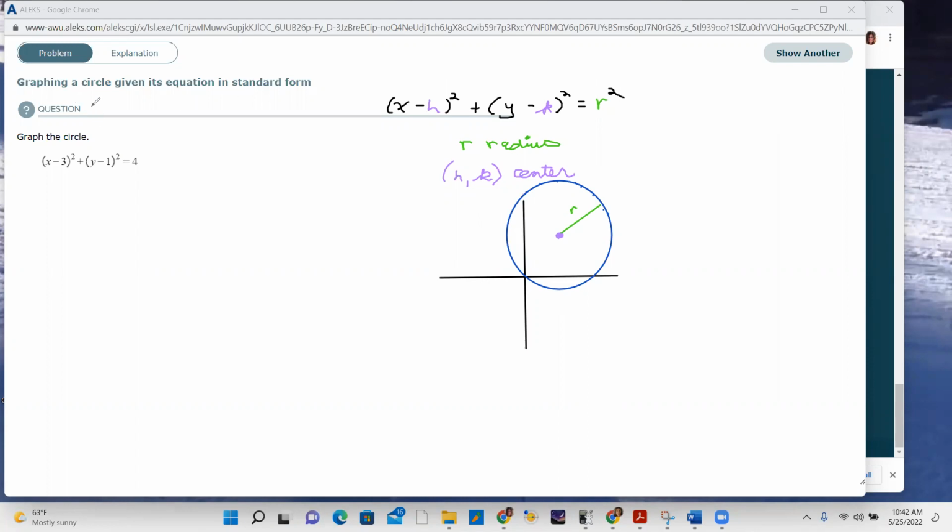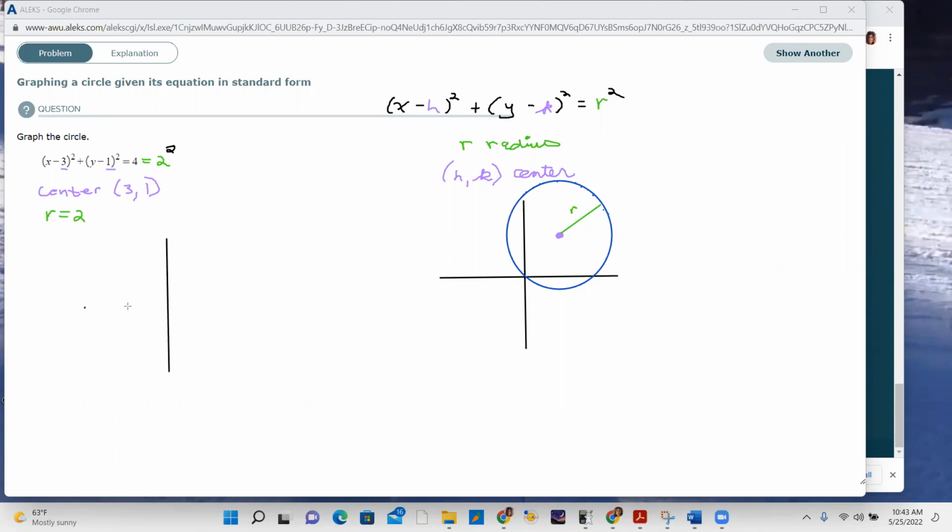And so this problem says to graph the circle given its equation in standard form. Since it's in standard form, we can just read off the center, which is the point (3, 1), and the radius, which is 2, because I could write that 4 as 2 squared.